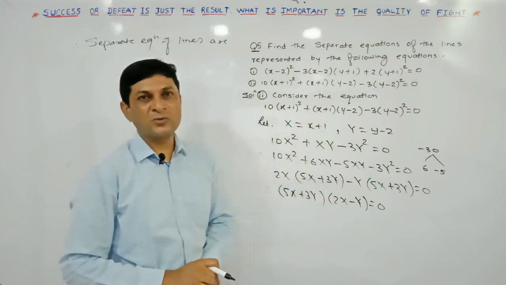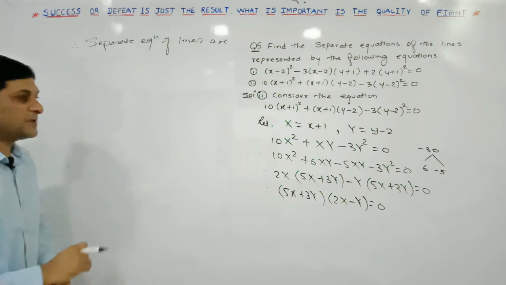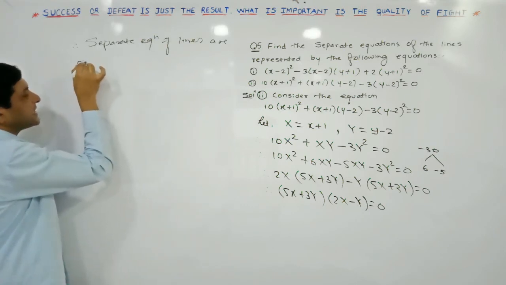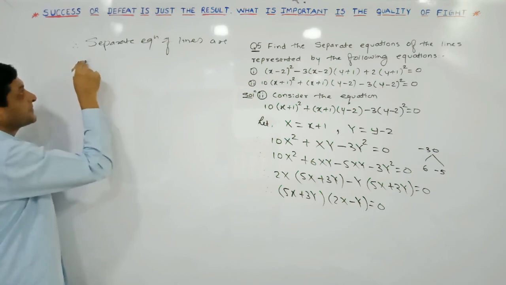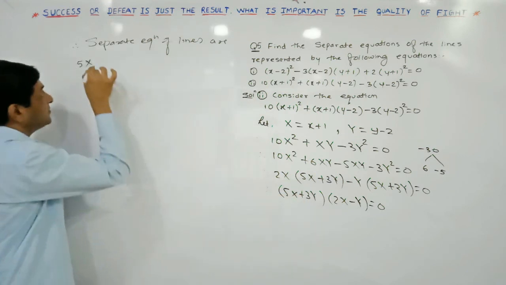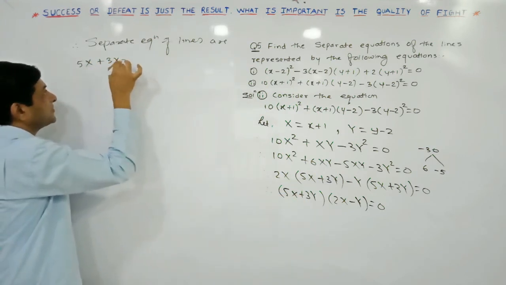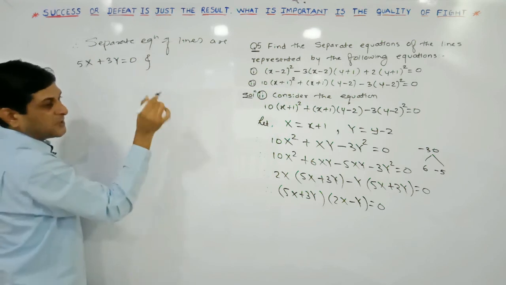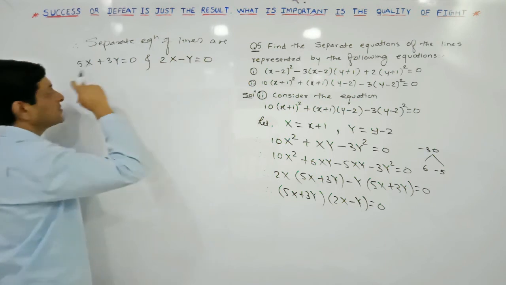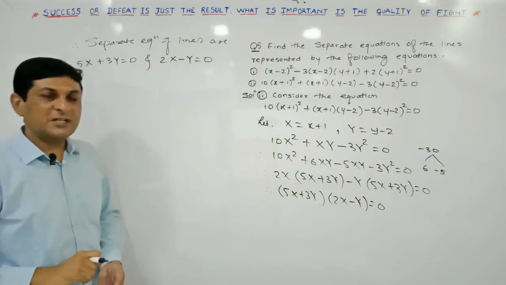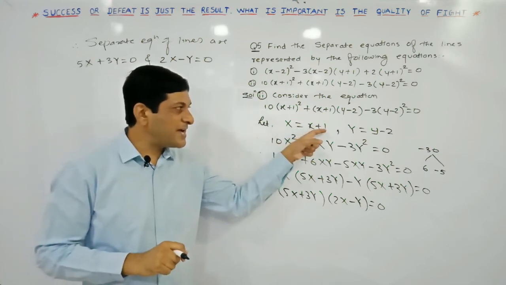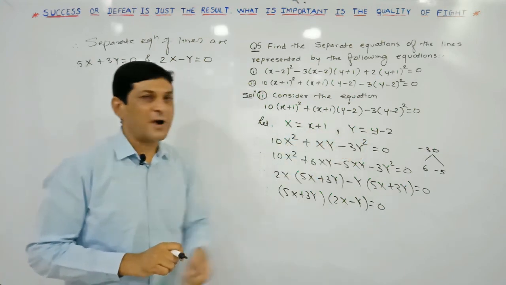Once the factors are known to us, we are able to find out separate equations of lines. So therefore the separate equations of lines are, what is the equation of the first line? 5X, here also replace small x by capital X. 5X plus 3Y is equal to 0, and the equation of the second line is 2X minus Y is equal to 0. So once the separate equations in terms of capital X and capital Y are known to us, then replace capital X by x plus 1 and capital Y by y minus 2.